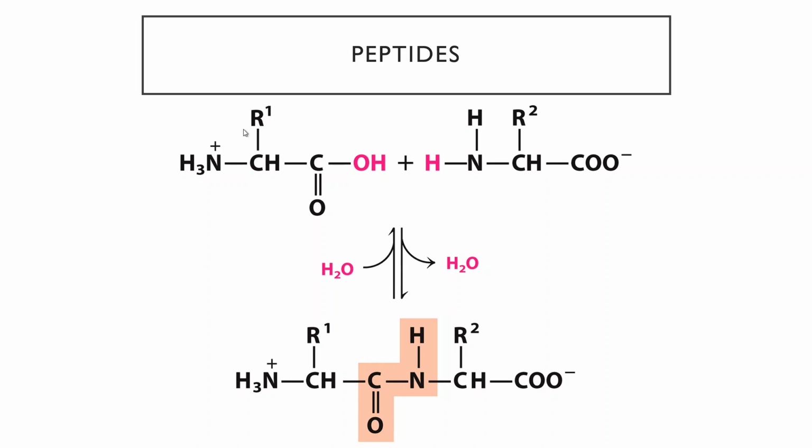So up here we have two amino acids, and one of them, this is the carboxylic acid group, and then here's the amino group. And so in the reaction that forms the peptide bond, this hydrogen and this OH are lost to form water, and then you form a bond between this carbon and this nitrogen. So between these two here. So this is what you get down here.